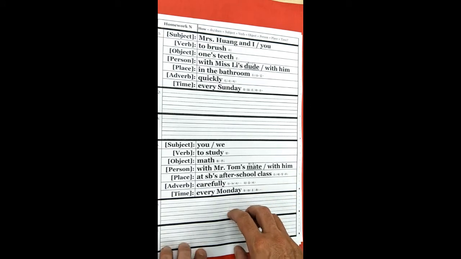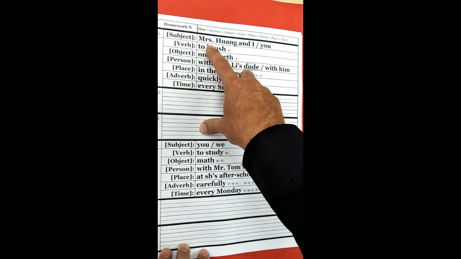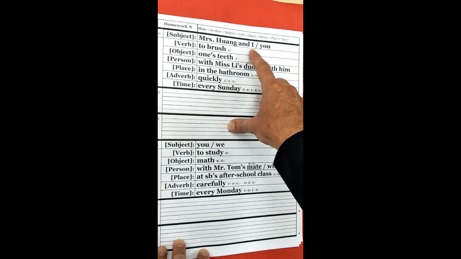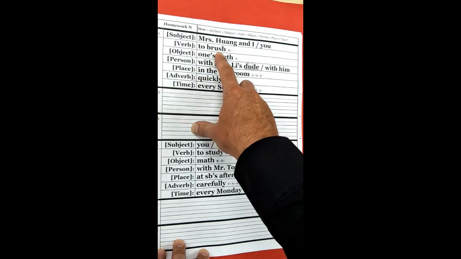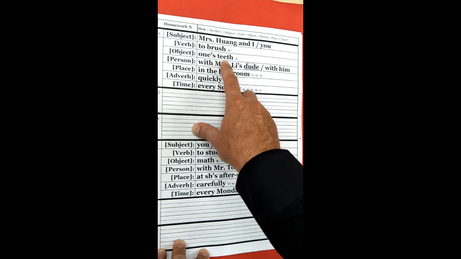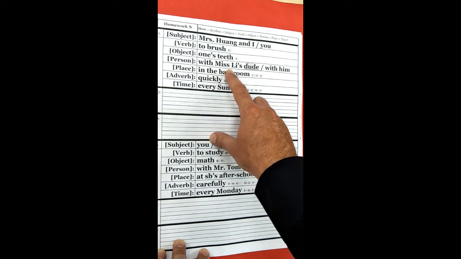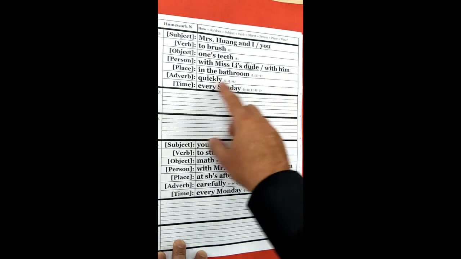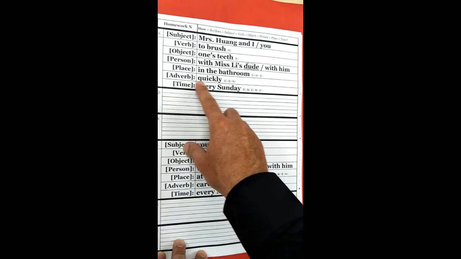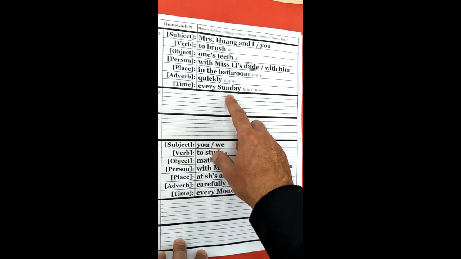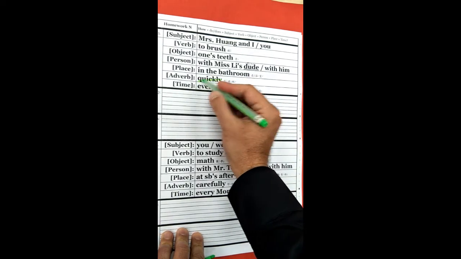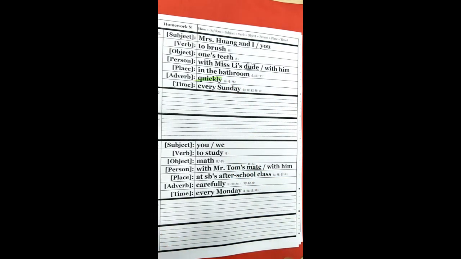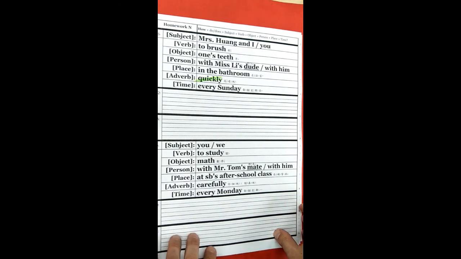Number 5. Ready? Subject, Mrs. Huang and I, 2 people, you. Verb, to brush. Object, one's teeth. Person, with Miss Leeds, dude, 1 man, dude. With him. Place, in the bathroom. Adverb, quickly. Time, every Sunday. Okay, remember the answer is the adverb. Quickly, that's the answer. Let's do this one together. Ready?